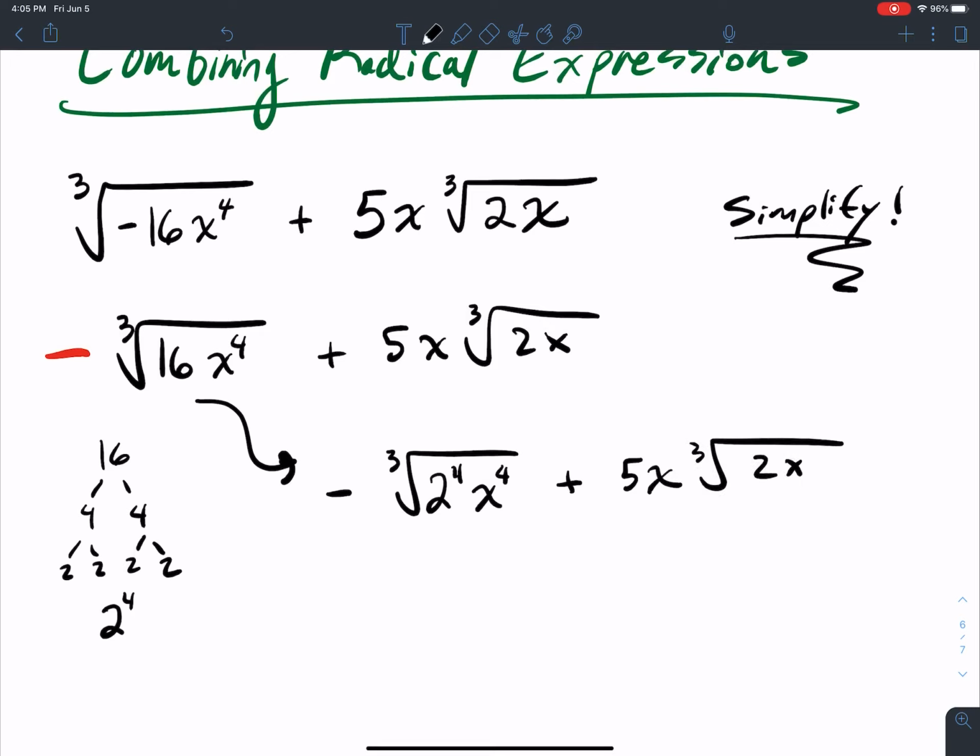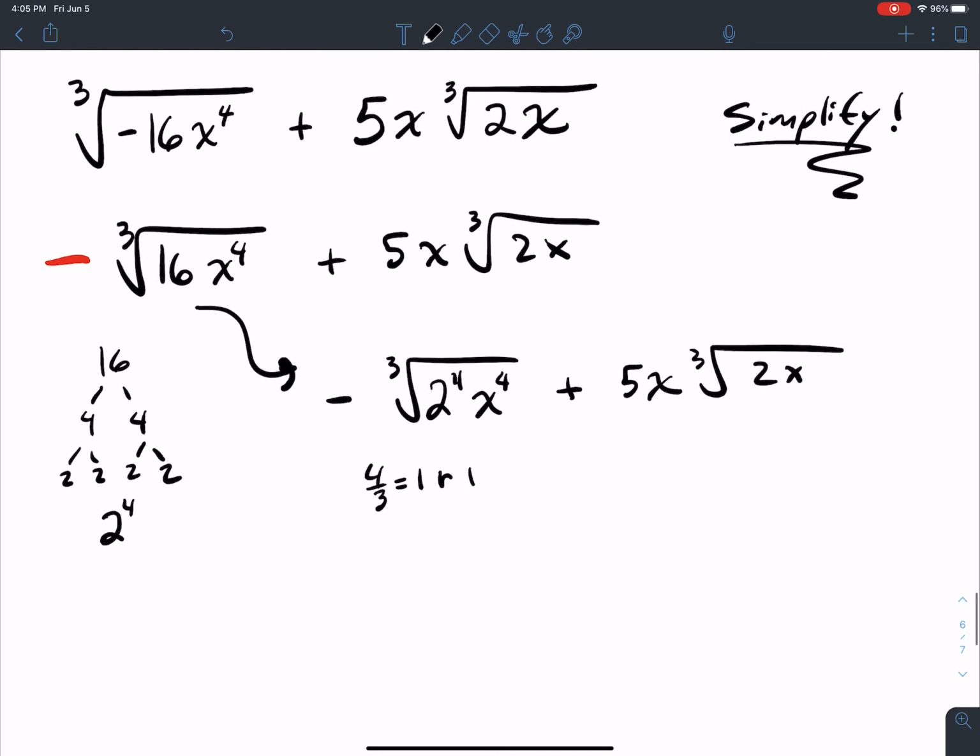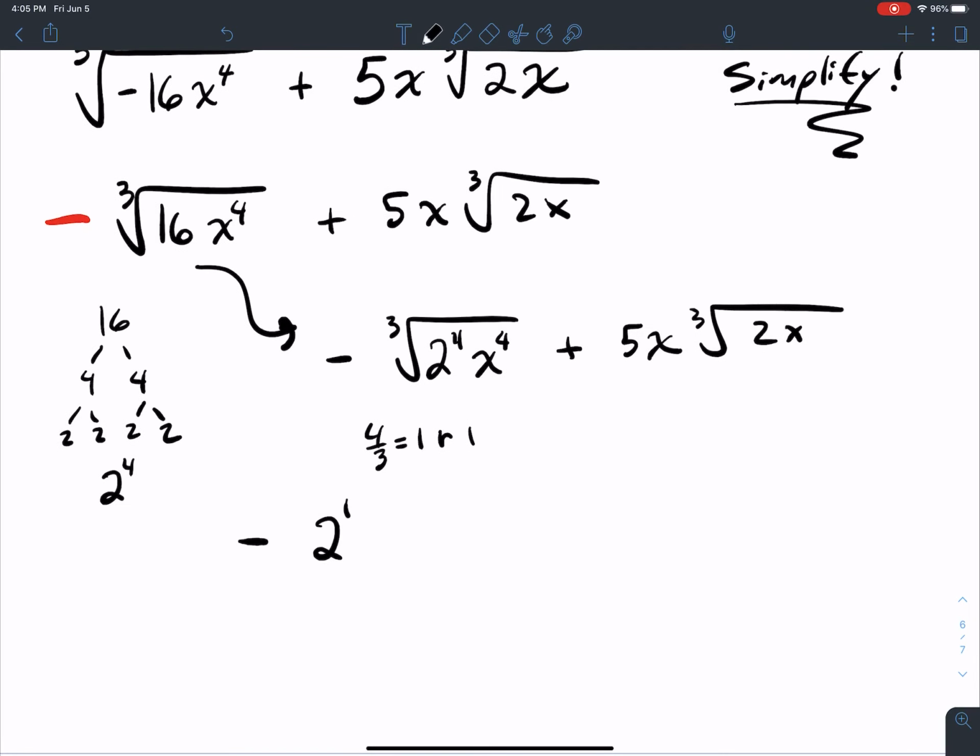I've got negative, and I have cube root 2 to the fourth, x to the fourth, plus 5x cube root 2x. All right, so to get out of this house, what do I have to have? I've got to have 3 copies of itself. So I take how many there are, 4, and then I divide by 3, and I get 1 group with a remainder of 1 left over. So 1 group of 2 comes out of the house, and 1 two stays in the house. Same thing here with x to the fourth. If I have x, x, x, x, 1 group of x comes out of the house, and then 1 x stays in the house, okay?